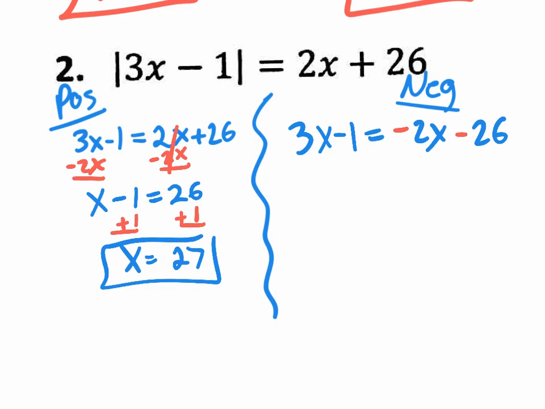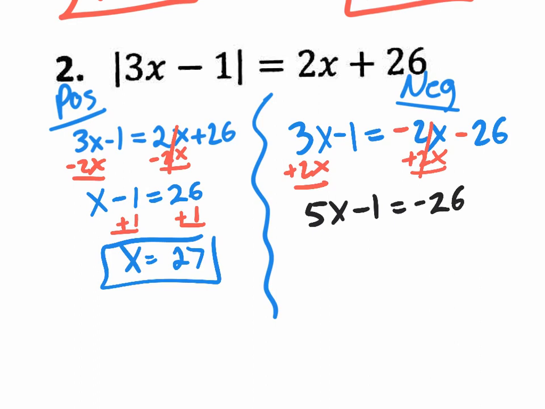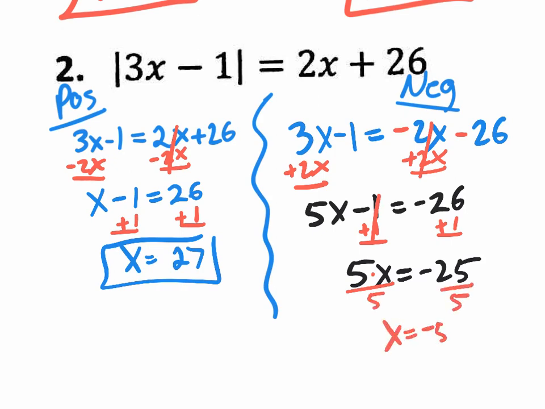And the other one, let's do the same. Let's get rid of the minus 2x by adding 2x. Adding 2x. We will end up with 5x minus 1 equaling negative 26. Final step would be to get rid of that minus 1 by going plus 1 and plus 1. Well, final two steps, that is. You end up with 5x equals negative 25. So you'd have to get rid of this multiplication of 5 by dividing by 5. And you will get x equals negative 5. So those are your two answers.